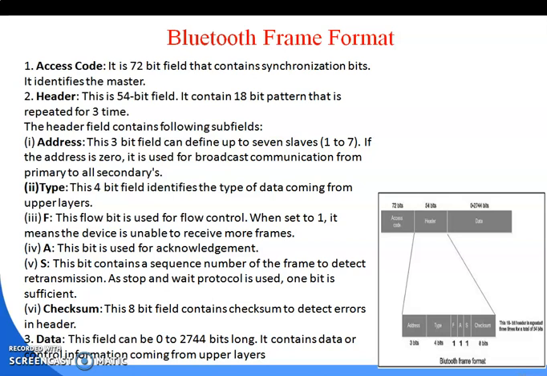The header field contains the following subfields also. First is address. This 3-bit field can define up to 7 slaves, 1 to 7. If the address is 0, it is used for broadcast communication from primary to all the secondaries. Type: this 4-bit field identifies the type of data coming from upper layers. F, this flow bit is used for flow control. A is for the acknowledgement. S is for the sequence number of the frame to detect retransmission.